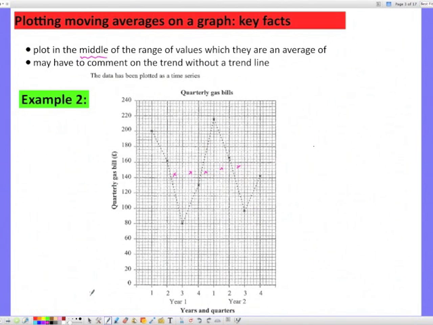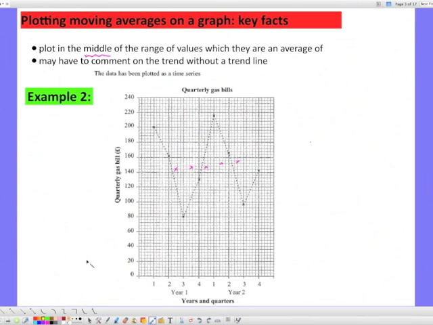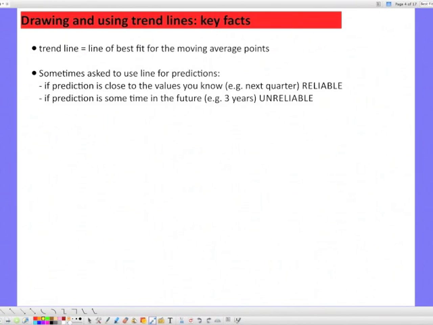So we go back here to our moving averages. If you take your ruler, we can draw a line of best fit through these points, and we can see that the line is going up slightly, and that gives us our slight upward trend. You're sometimes asked to use the line for predictions. And if the prediction is close to the values you know, for example, the next quarter, the prediction will be reliable. However, if the prediction is sometime in the future, such as 3 years ahead, making a prediction based on this data would be unreliable.